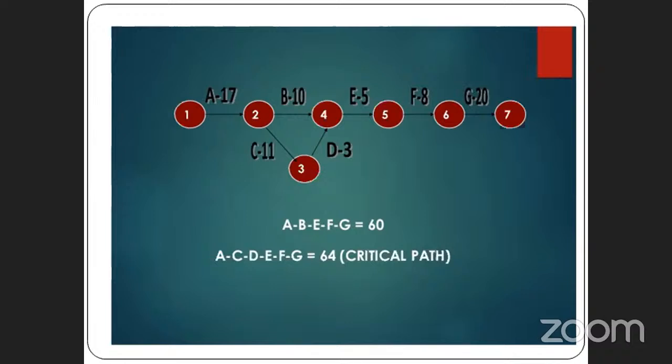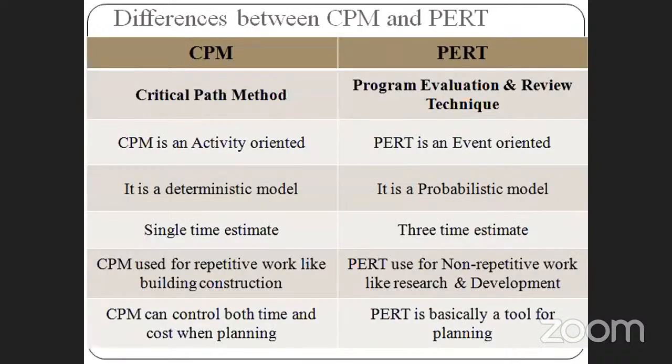Here we are finding the critical path. I am choosing first A, B, E, F, G, that is a straight path. By adding these values, I am getting 60. Next, I am choosing another path, that is A, C, E, F, G. I am getting 64. So the path with the higher value is the critical path. I am getting the value of 64, so I have taken 64 as the critical path.